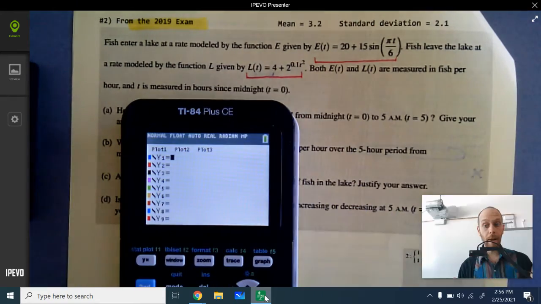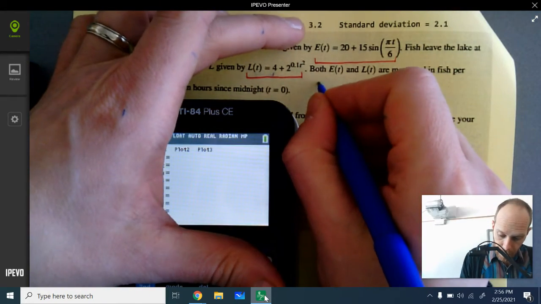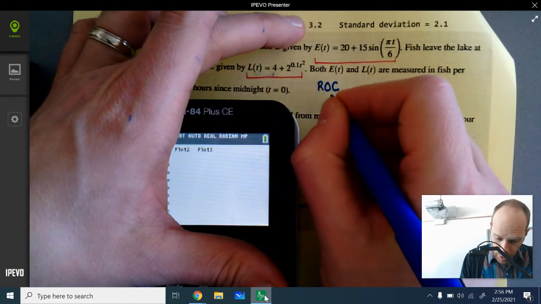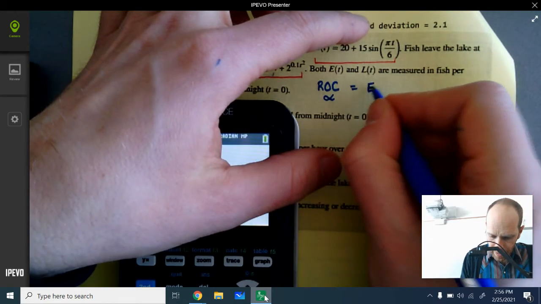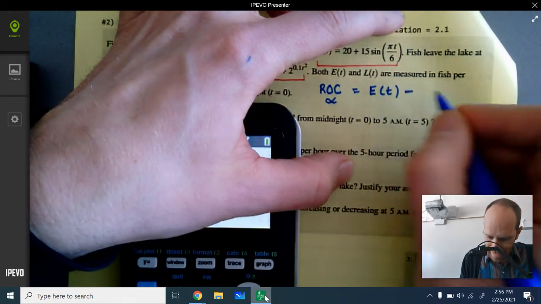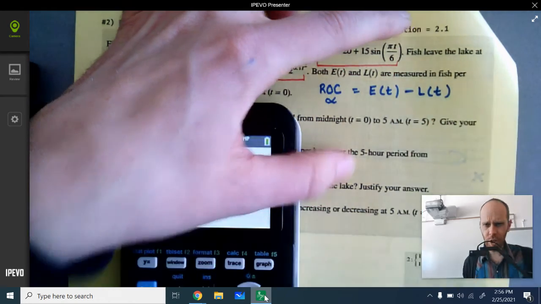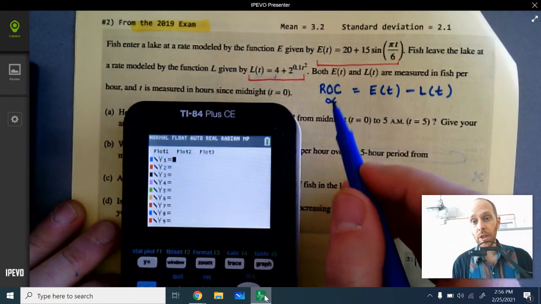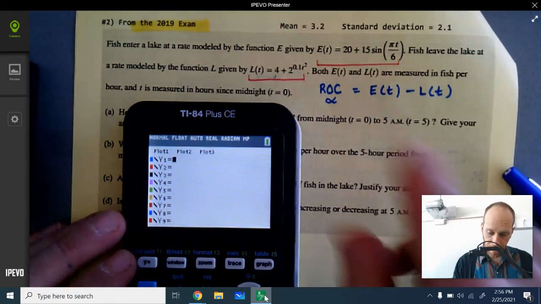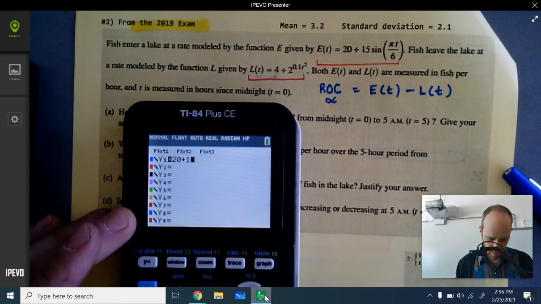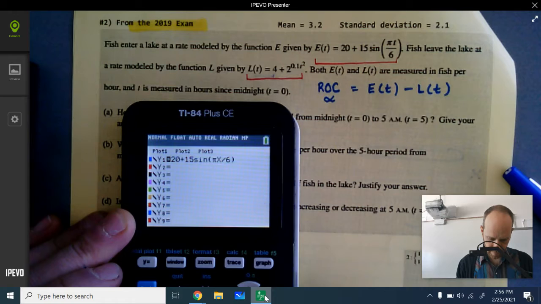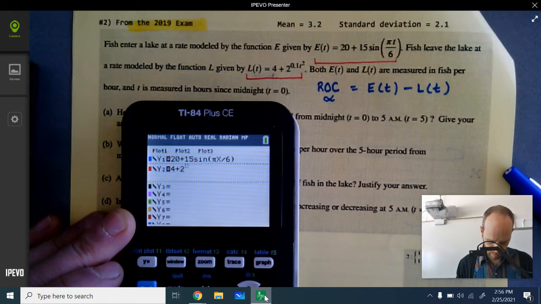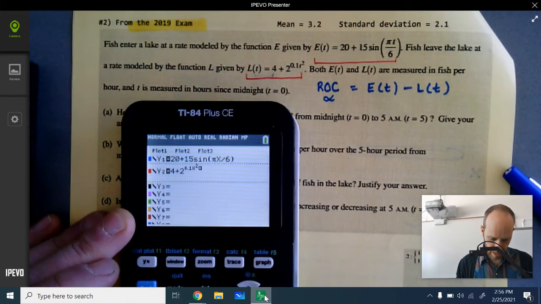First thing that you want to do right off the bat, before you do anything else, is note that the rate of change of the fishy fish is equal to the rate at which the fish enter minus the rate at which the fish leave. So the rate of change of fishy fish is equal to this. And then we want to put those two equations into the old calculator. In, out.